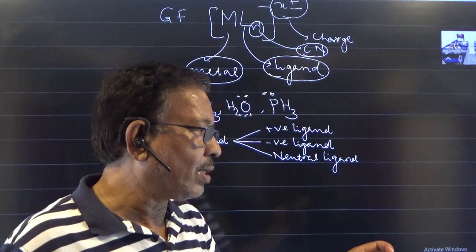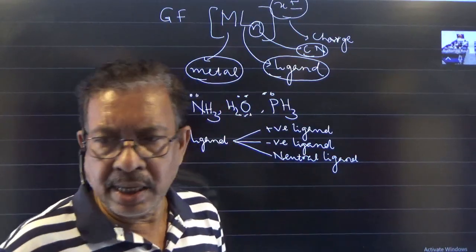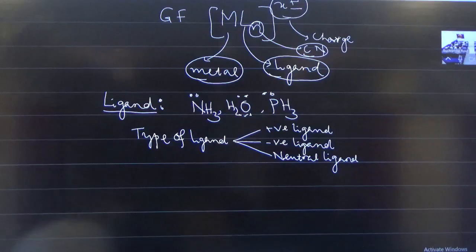Can you write all three definitions? Write down yourself. A ligand having positive charge and can donate a pair of electrons to the central metal cation is known as a positive ligand.